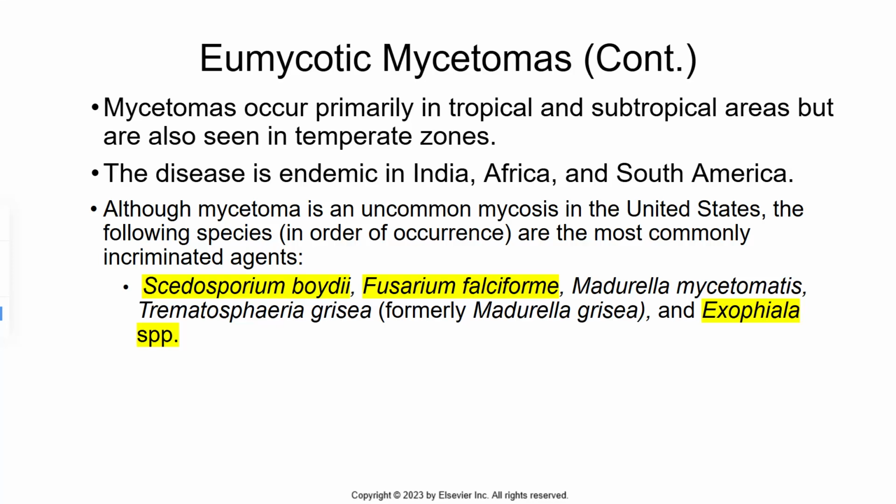Mycetomas occur primarily in tropical and subtropical areas, but are also seen in temperate zones. The disease is endemic in India, Africa, and South America. Although mycetoma is an uncommon mycosis in the United States, the following species are the most commonly incriminated agents: Cladosporium, Fusarium, a few others, and Exophiala. So the three that I've highlighted are the ones that are important for identification for this class.